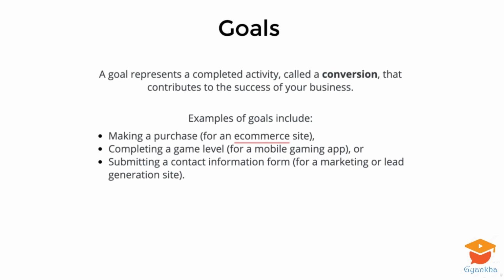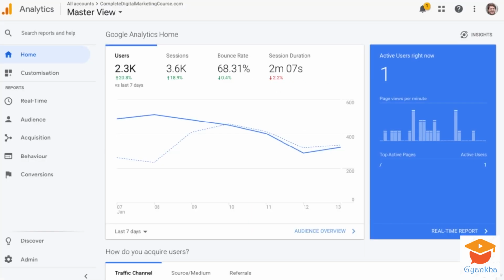And also, as you can see now, the goals that you set up are really dependent on the type of business that you have. And that's why goals are not set up by default in Google Analytics. That's why you need to go and set them up and tell Google Analytics the specific activities that you want to track. Setting up goals in Google Analytics is very simple.